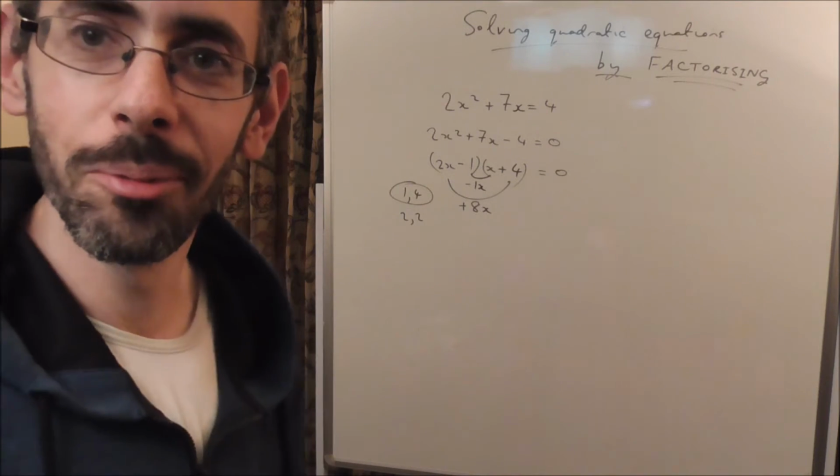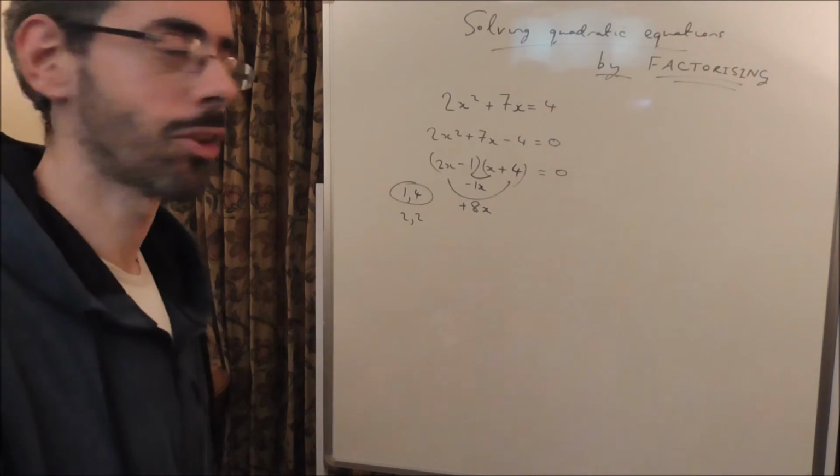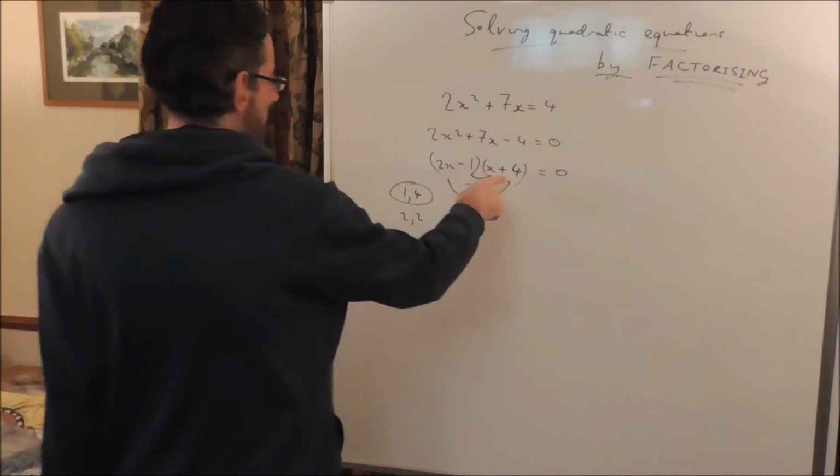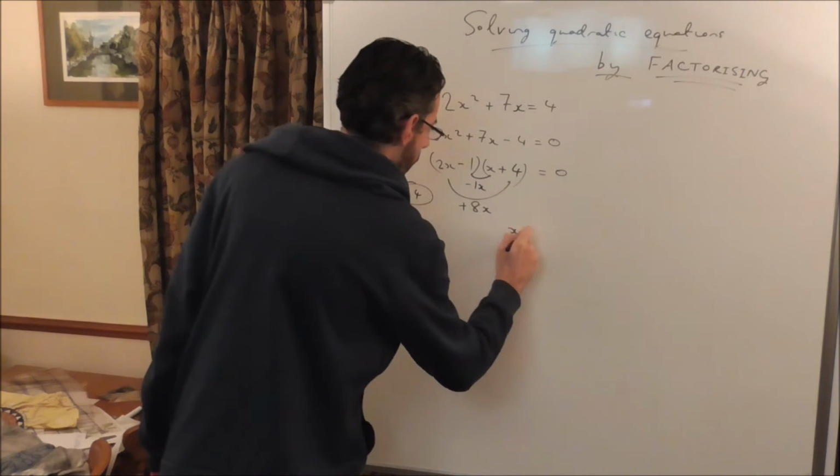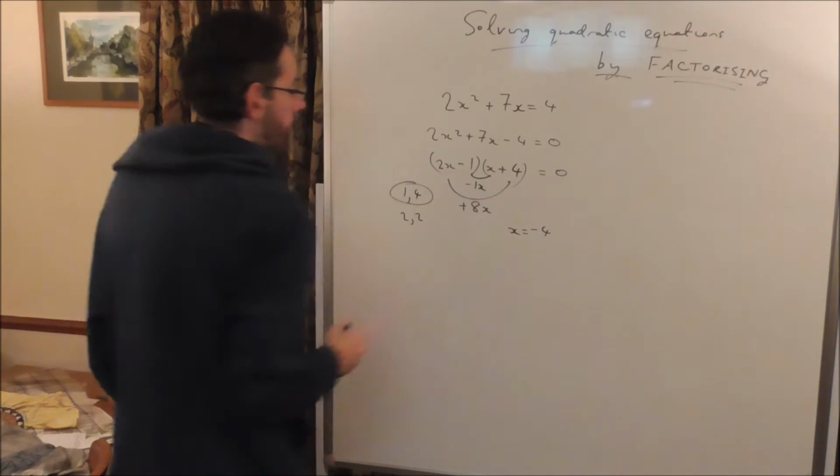Right, now we can work out the solutions just by looking at each bracket separately. So we'll start with this bracket. What makes this bracket 0? Well, it's minus 4. Minus 4 plus 4 is 0.